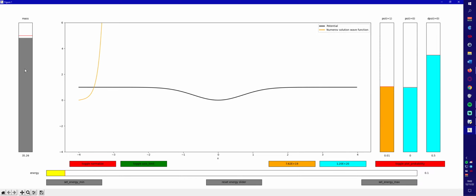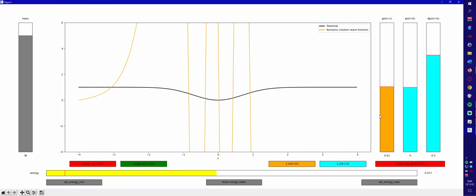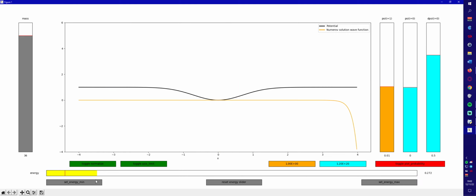So we can set the mass here, as well as the energy and initial values for the two different solutions. You can see that it goes from diverging up to down, back and forth multiple times before becoming this wavy behavior. Up here, it is unbounded.